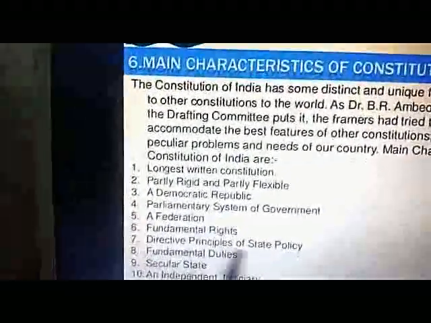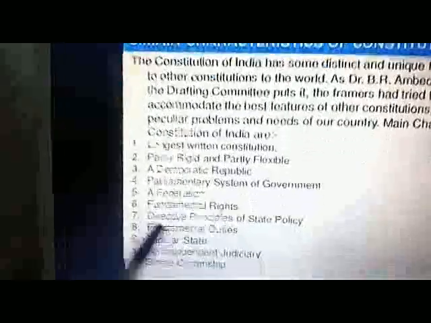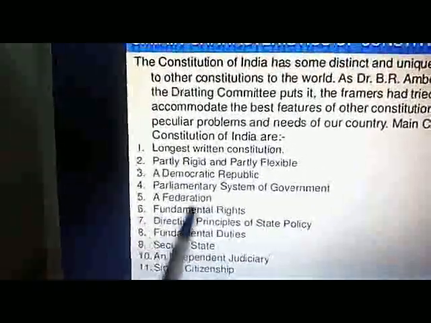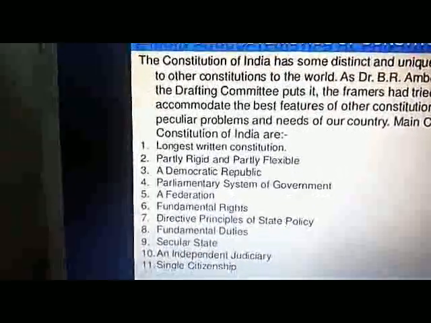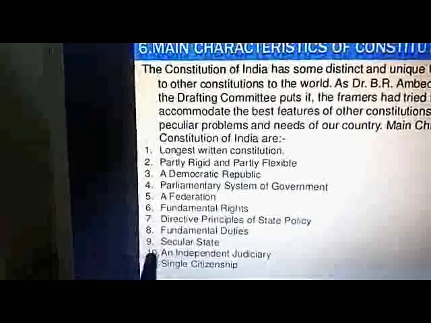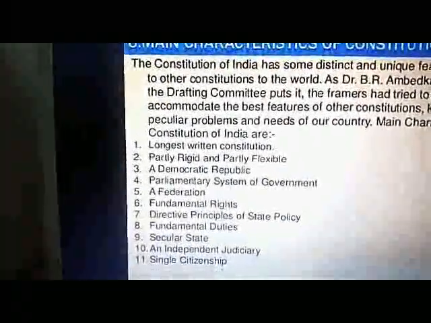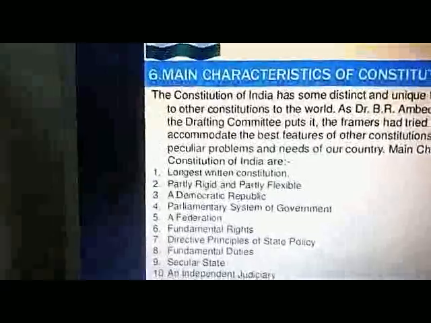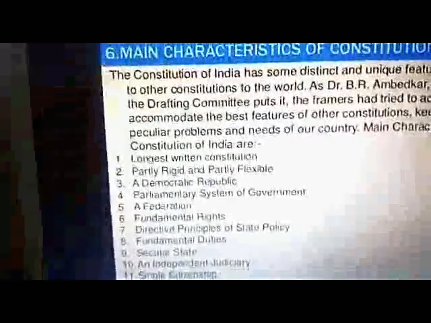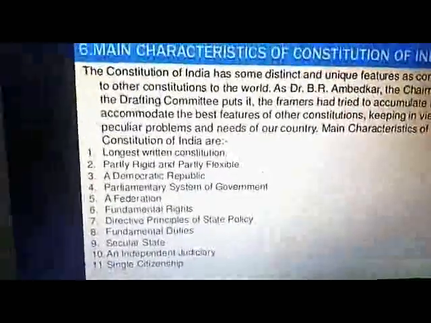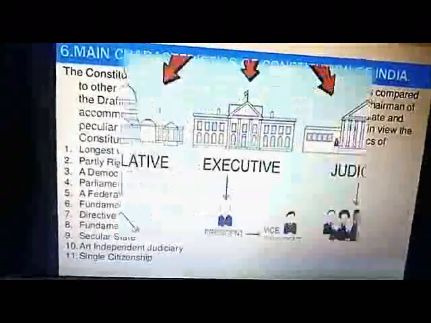Then is directive principles of state policy. Then fundamental duties. Now with fundamental rights, we do have fundamental duties which we need to follow. Then it is a secular state, and independent judiciary, and single citizenship. So these are certain characteristics which we need to learn.